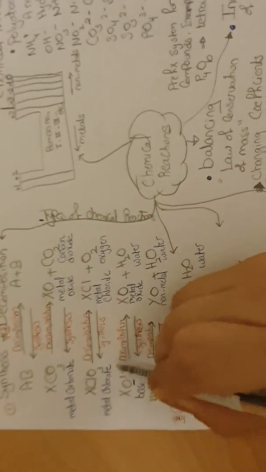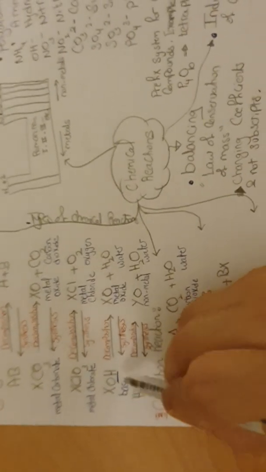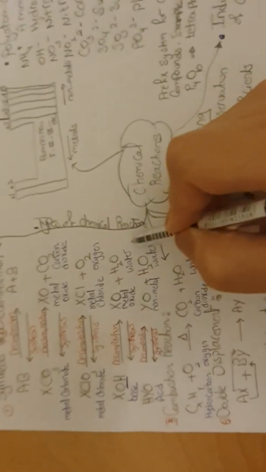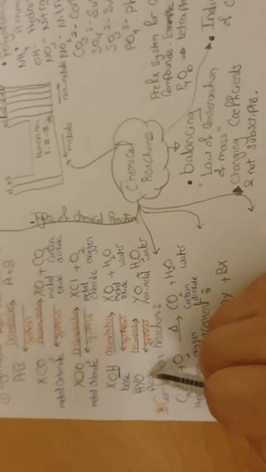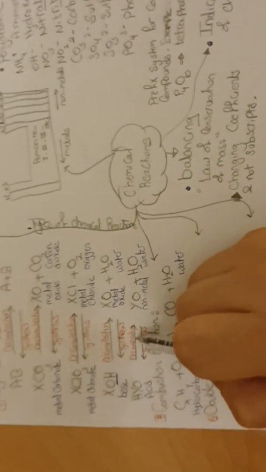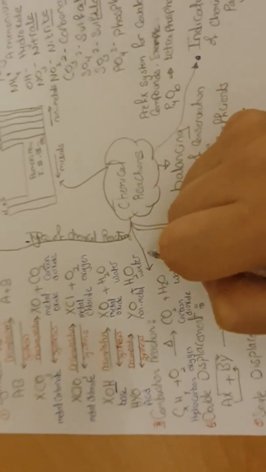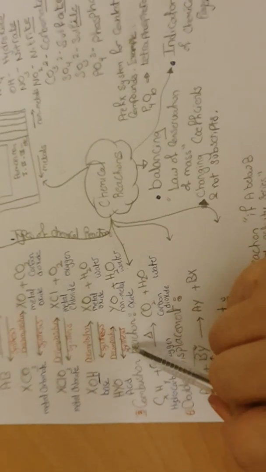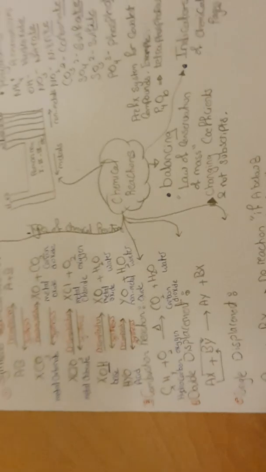Base. Metal and hydroxide, it is a base. So when a base is decomposed, it will give you a metal oxide and water. If it is an acid, which is hydrogen, non-metal and oxygen, it will be decomposed to non-metal oxide and water. The same thing, non-metal oxide and water will be synthesis, binding to each other to form the acid. And that's it.